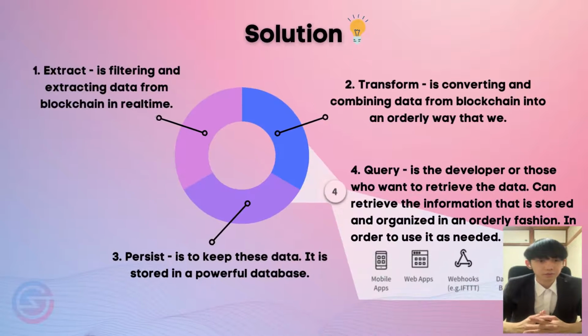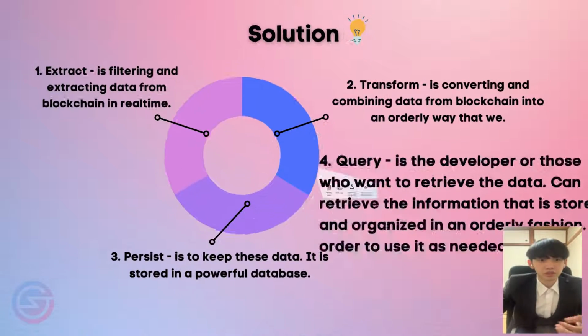So how does Subquery work? The way it works is divided into 4 steps. The first one is extract, which is filtering and extracting the data from the blockchain in real time. The second one is transform, which is converting and combining the data from the blockchain into an orderly form. The third one is persist. Persist is keeping the data stored in a powerful database. And the last one is query. Query is where developers or those who want to retrieve the data can do so whenever they want.